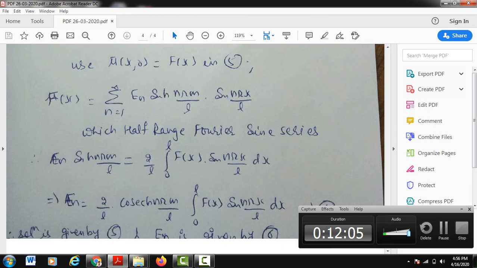This Fourier constant will be eliminated like this: E_n sinh(n pi m over L) is equal to 2 over L integral 0 to L. What is the factor on the right hand side? F of x multiply sin n pi x over L dx. Now this E_n will be evaluated like this. This sinh will go on that side in the denominator, and 1 over sinh will be cosecant hyperbolic, or it is named as cosech n pi m over L integral 0 to L f of x sin n pi x over L dx. Take this as number 6.